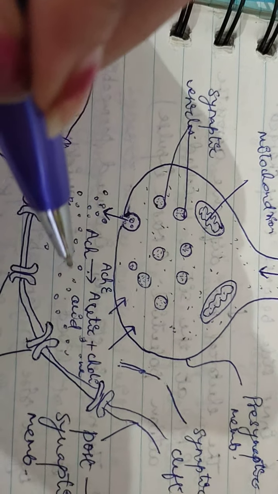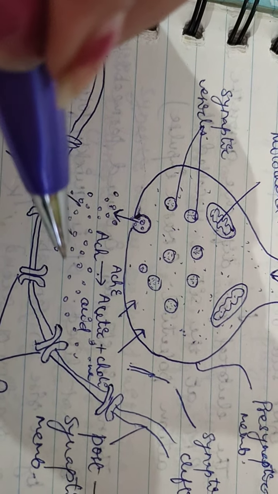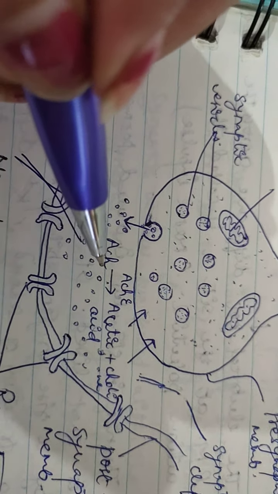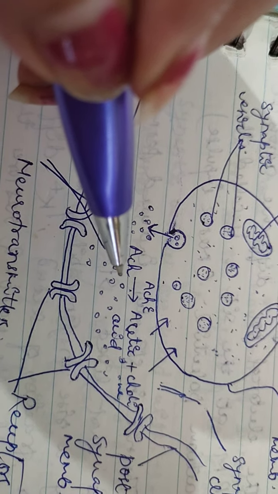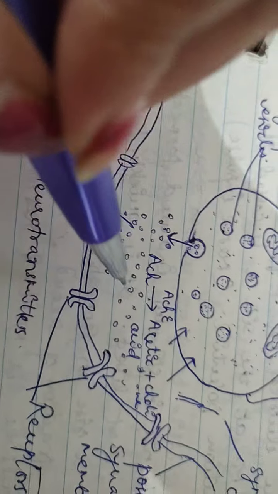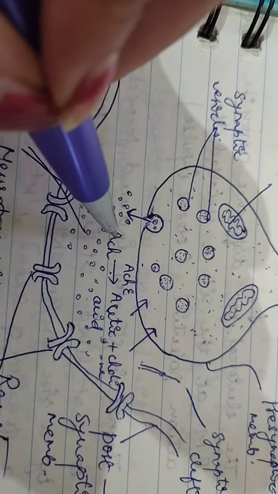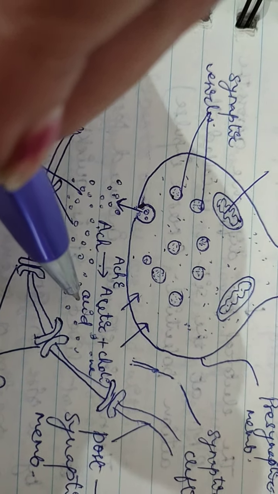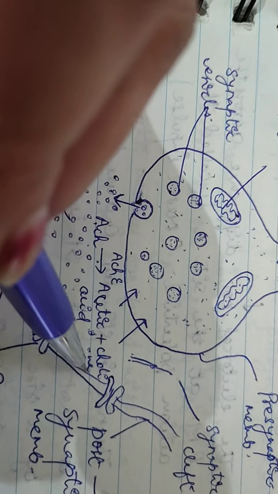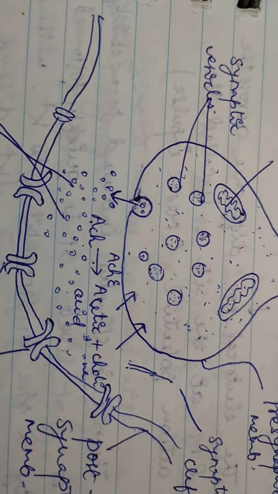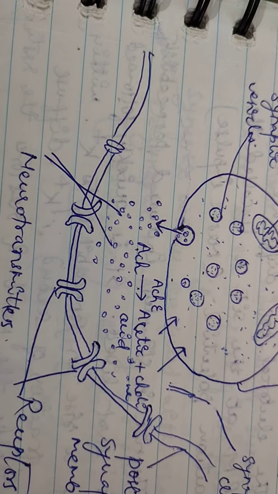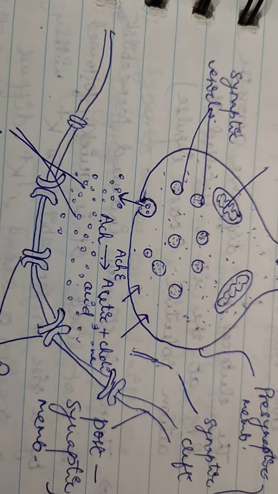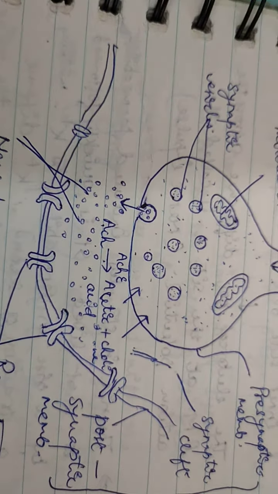What is neurotransmitter? Neurotransmitter is a chemical secreted by the axon terminal for transmission of impulse to the next neuron, muscles, glands or organ. It can be acetylcholine. Here is the example of acetylcholine, and it can be broken down into acetic acid and choline. Acetylcholine, noradrenaline, gamma aminobutyric acid, there are so many types of neurotransmitter released.